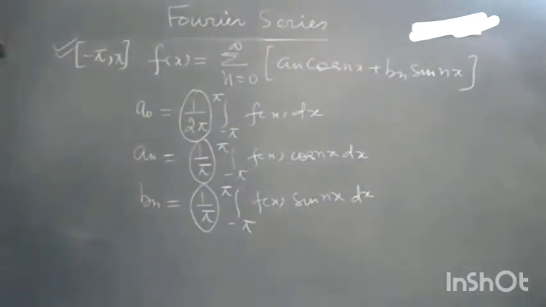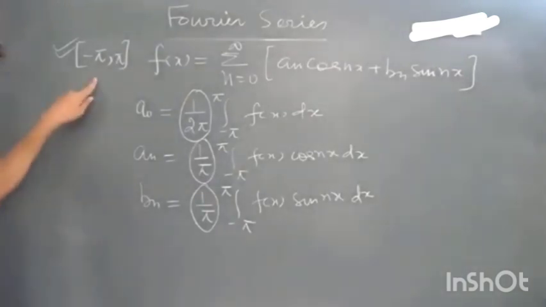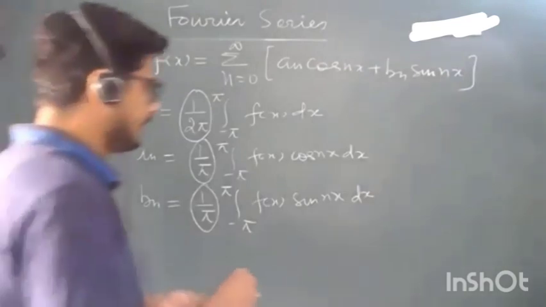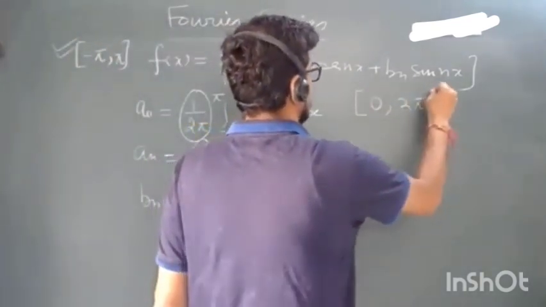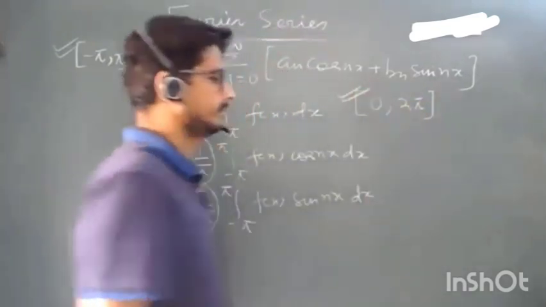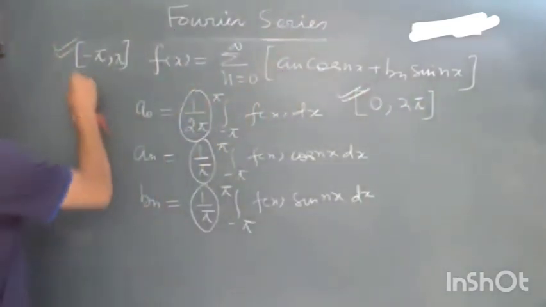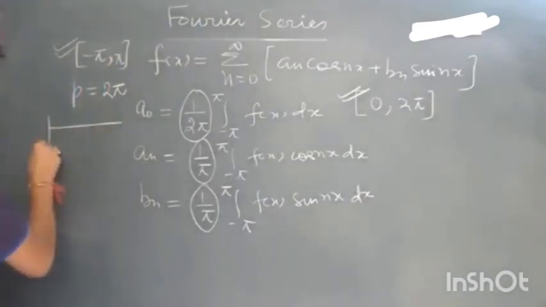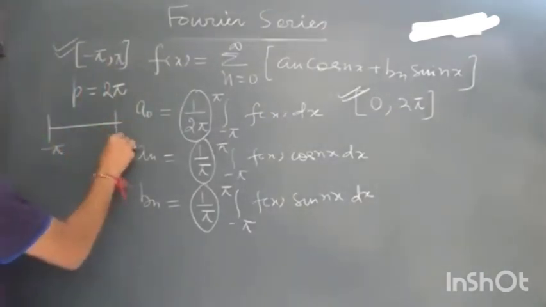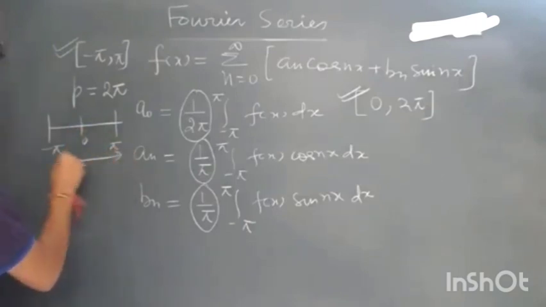So this was the full series which was given. The function is periodic between minus pi to pi, and the same formulas will be applicable if the function is given periodic between 0 to pi also. Because here also, what is the period? Period is 2 pi. It is like this, that if it is periodic between minus pi and pi, then the period is 2 pi.